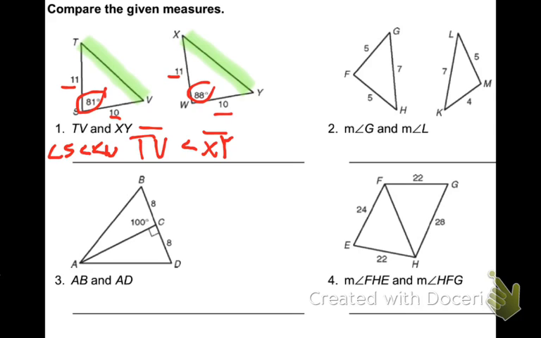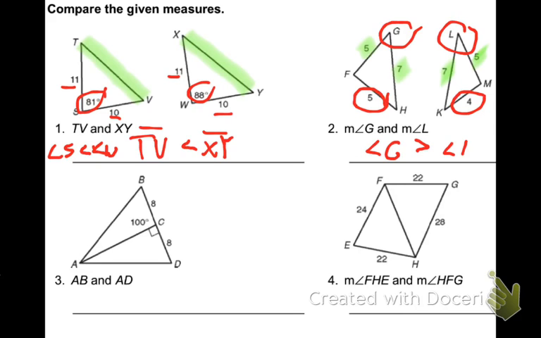Number 2. Same thing now in reverse. Okay, I have a triangle here. Notice I have 5 and 5, 7 and 7. And I want to find, what do I know about angle G and angle L? So I'm looking at the opposite sides. I have 5 and I have 4. What can you tell me about angles G and angle L then? What do you think, Max? Very good. Angle G is greater than angle L. That's exactly what that Hinge Theorem states. Bigger angle, bigger side. Smaller angle, smaller side.